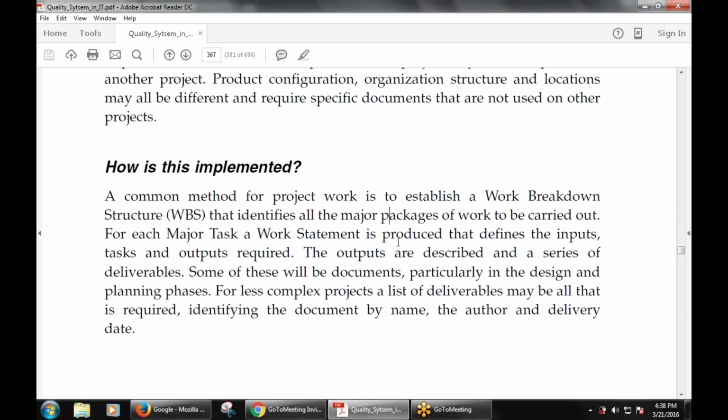And for each major task that is available, there is a data deliverable, or a data statement, that defines the input task and the output task. Whatever the input task, whatever the output task, that is available in this one. Some of these will be documented, particularly in the design and the planning phase, which is used for the system application and the system data that is required.